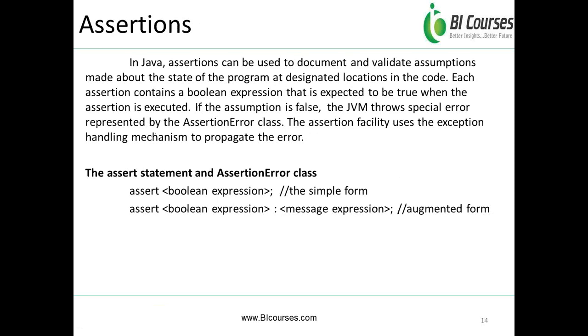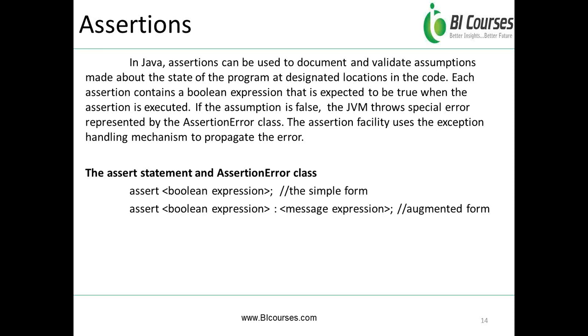Assertions. In Java, assertions can be used to document and validate assumptions made about the state of the program at designated locations in the code. Each assertion contains a Boolean expression that is expected to be true when the assertion is executed. If the assumption is false, then the JVM throws the special error represented by the assertion error class. So if the condition is true, it will continue; otherwise, it will throw an assertion error.